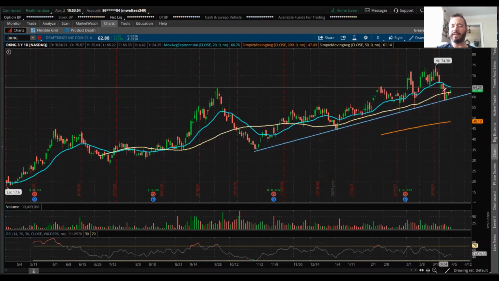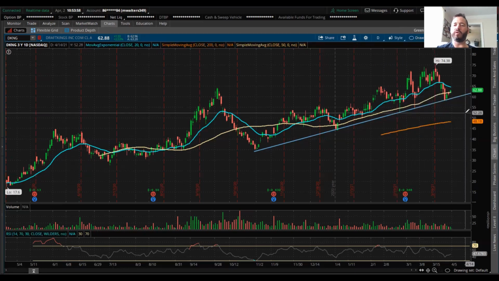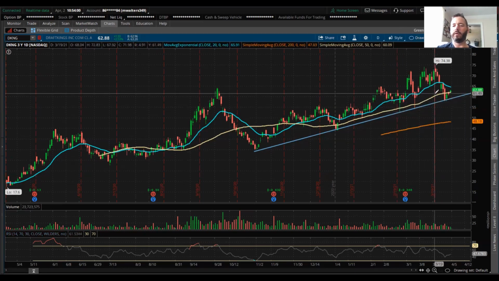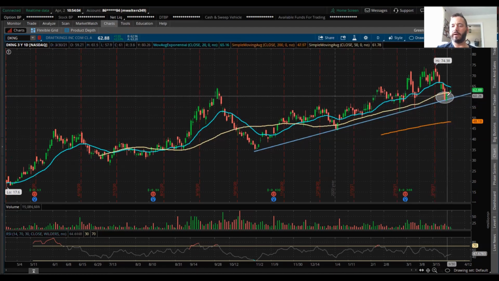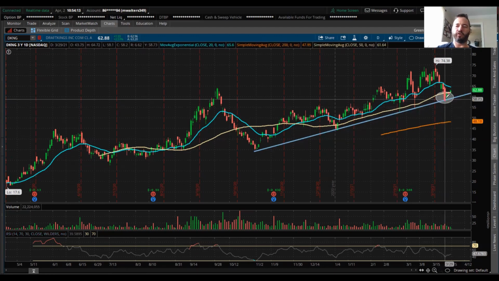So I would try to get my entry. This is all the processes I would be working out. I would try to get my entry right around here. So anywhere from 59 to 60 would be an ideal entry.